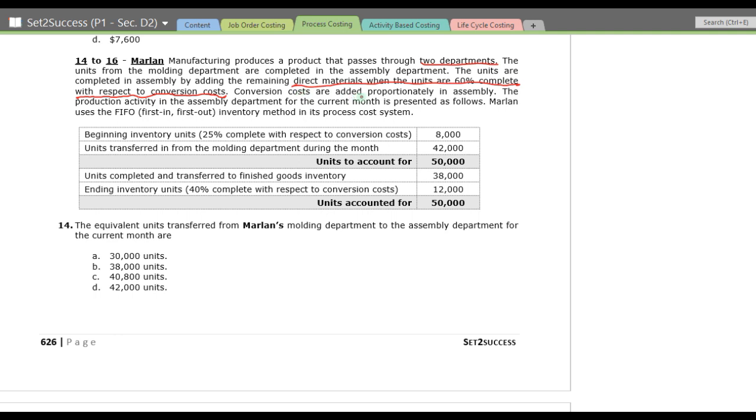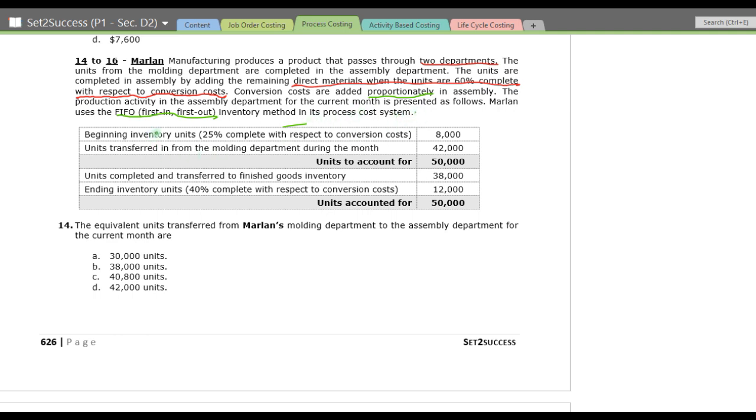Conversion costs are added proportionately, and the materials are added when the units are 60% complete with respect to conversion cost. The production activity in the assembly department for the current month is presented as follows. Marlan uses the FIFO method, so the FIFO method is being used in the process cost system.